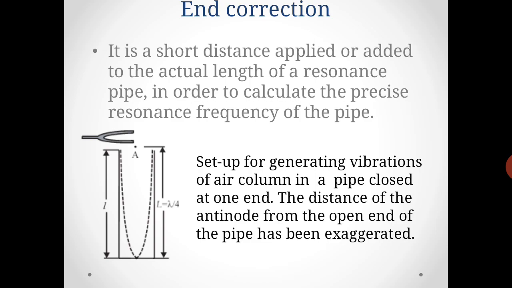Now, this is the setup for generating vibrations of air column in a pipe closed at one end. The distance of the antinode from the open end of the pipe has been exaggerated. Now as you can see, small l is the length of the pipe and capital L is equal to lambda by 4. This is the vibrating length actually.